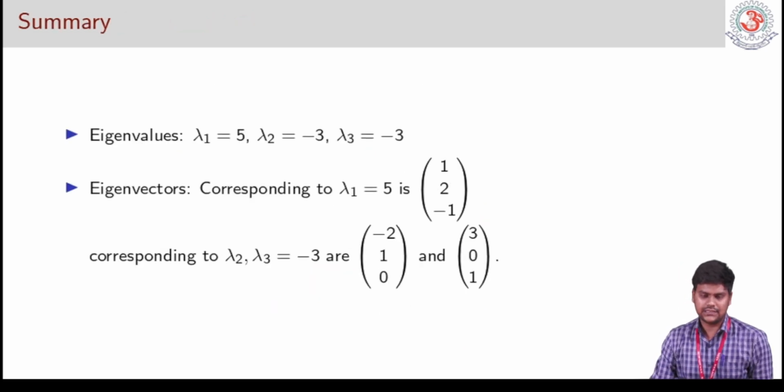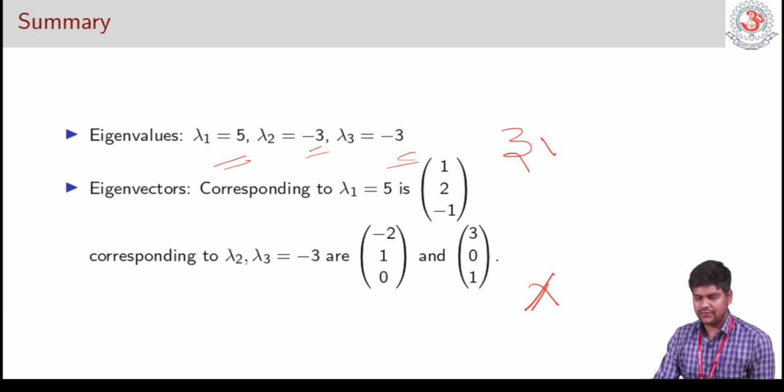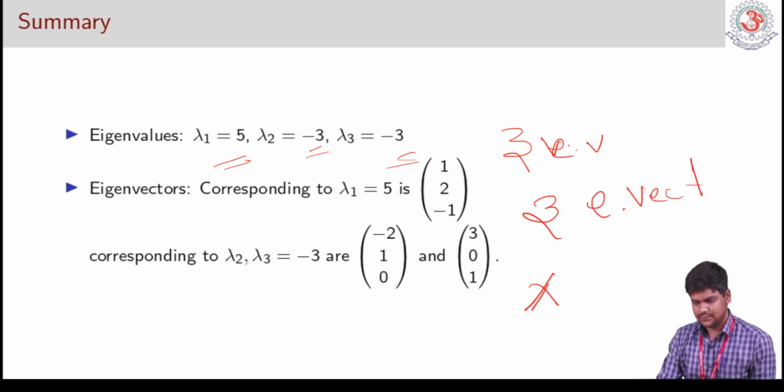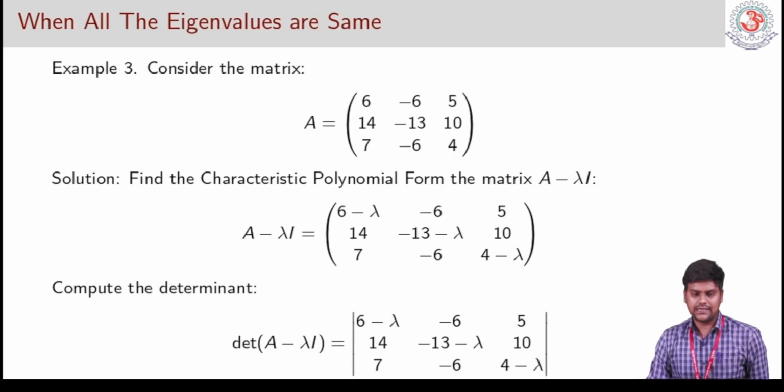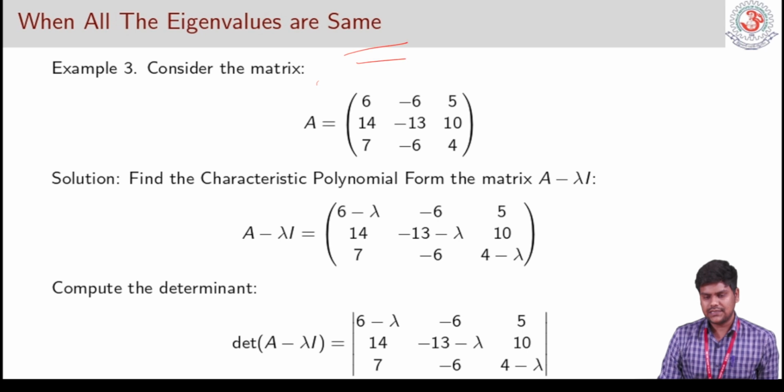In summary, we can see the eigenvalues for this matrix are lambda equal to 5, lambda equal to minus 3 and lambda equal to minus 3. The corresponding eigenvectors for those eigenvalues are given here. If we get three eigenvalues, we need to get three eigenvectors. For a 3 cross 3 matrix, we will definitely get 3 eigenvalues. It may be 0 or any value. For each we need to get the corresponding eigenvectors. At last, we can see the case when all the eigenvalues are the same. Consider this matrix.